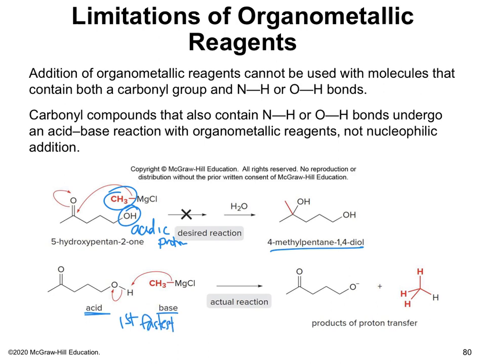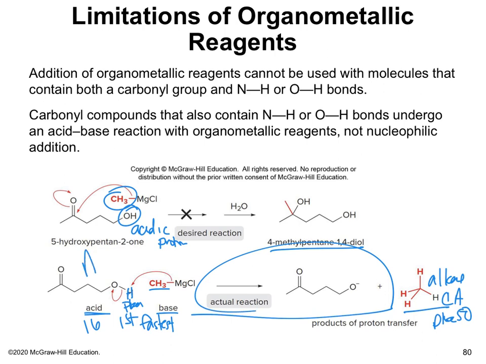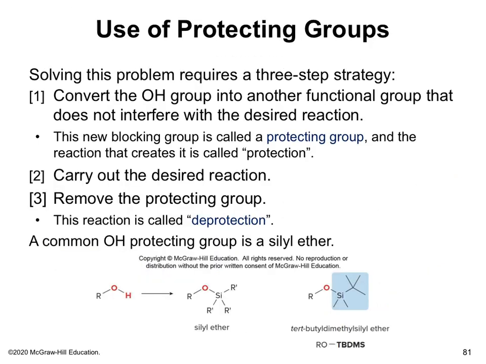So the pKa of an alcohol, of your acid, is 16. And when the CH3 deprotonates that proton, it makes an alkane, which is a conjugate acid, with a pKa of 50. So this is the actual reaction. You just get an acid-base reaction. You do not get a nucleophilic acyl addition. You do not get this. You get an acid-base reaction.